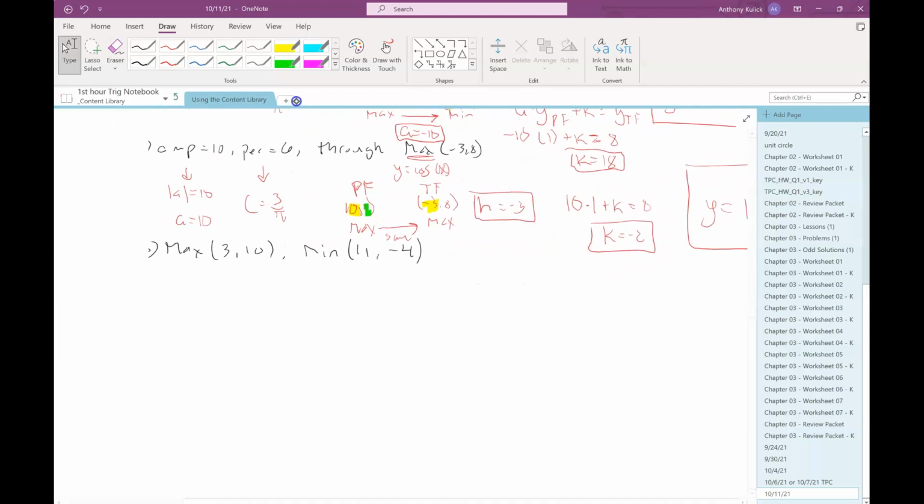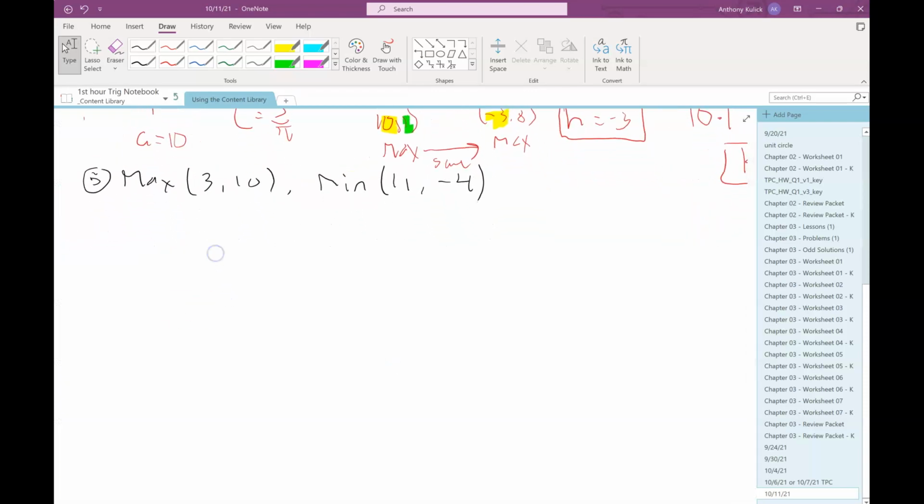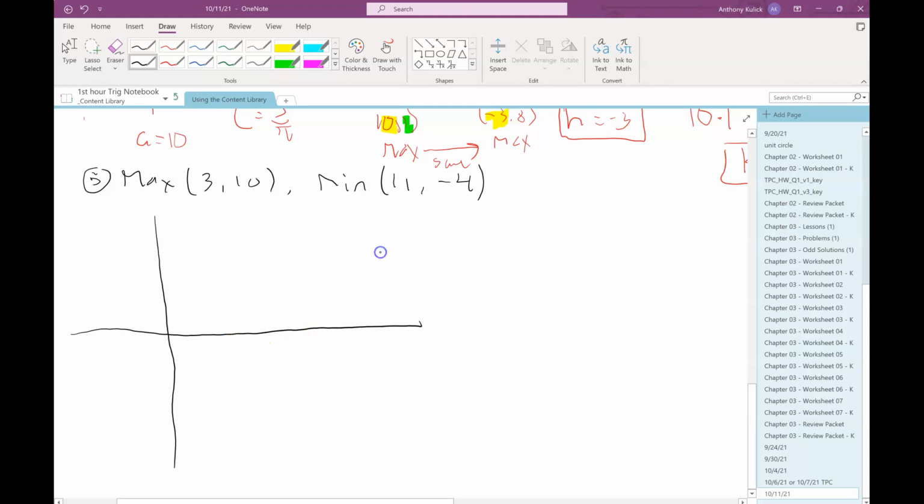Okay, the last example here. This is the most complicated one. Here, all we're told is that this function has to have a maximum at (3, 10) and a minimum at (11, -4). So I would start by sketching a picture. So (3, 10) is up here, and (11, -4) is maybe down there. You make it a little bit more to scale. So it needs to look like that.